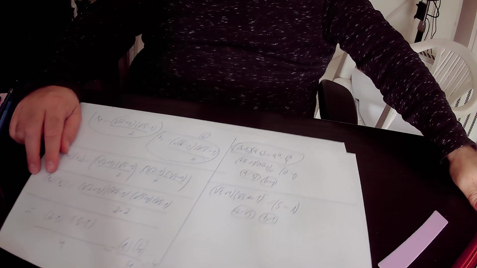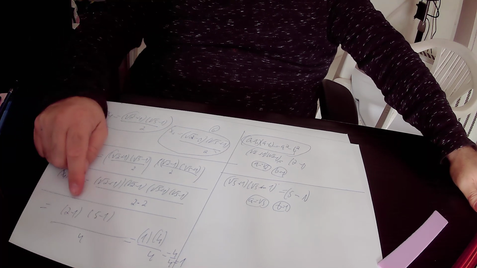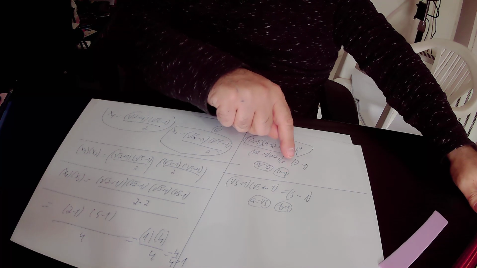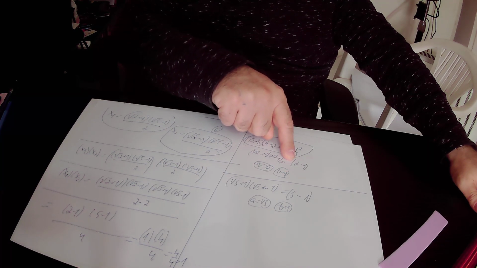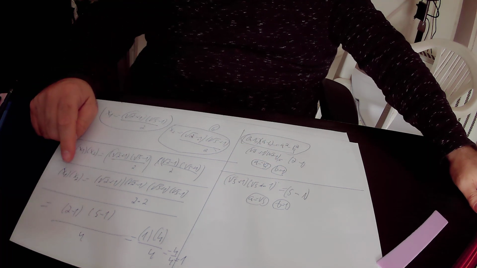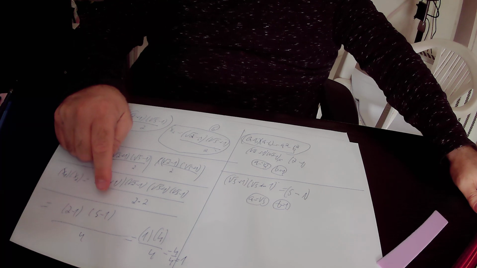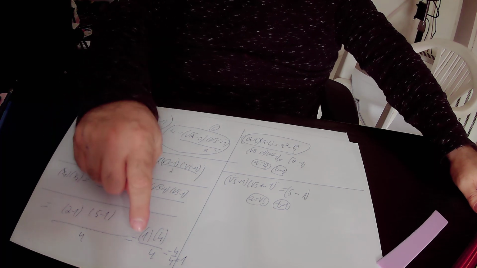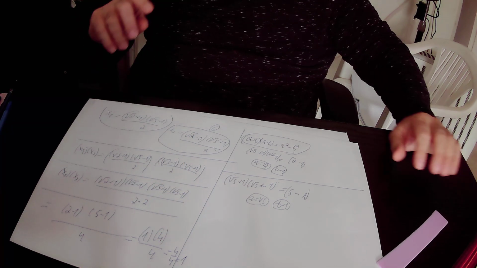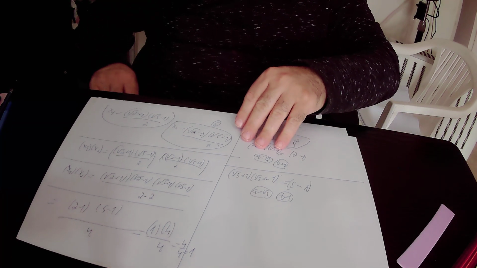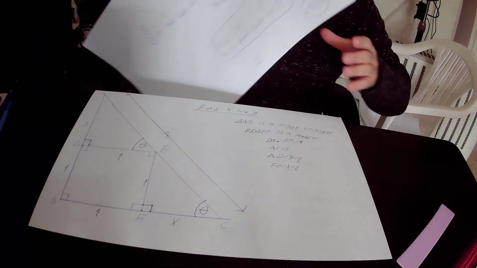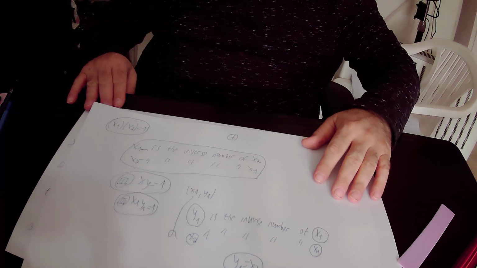So x1 times x2 equals 2 minus 1 times 5 minus 1, according to what we have already found out, over 2 times 2, that is 4. 2 minus 1 is 1, 5 minus 1 is 4, all divided by 4. 4 times 1 is 4, 4 over 4 is 1. So we found out that x1 times x2 equals 1. Okay? We found out that x1 times x2 equals 1.